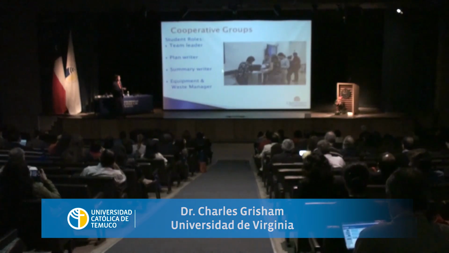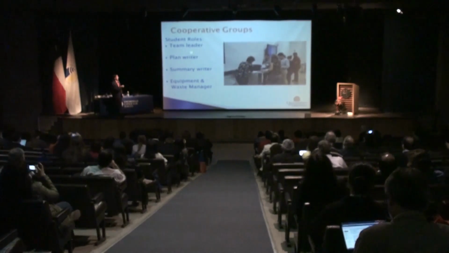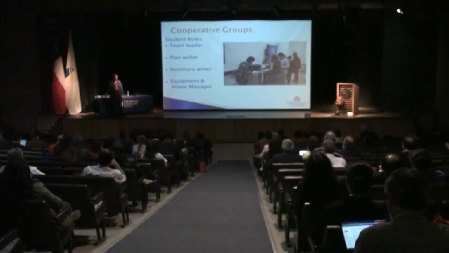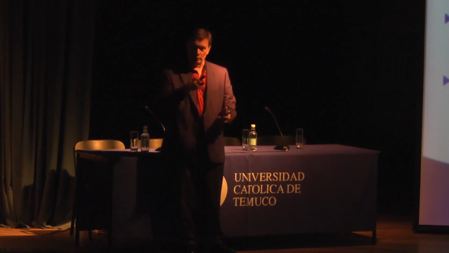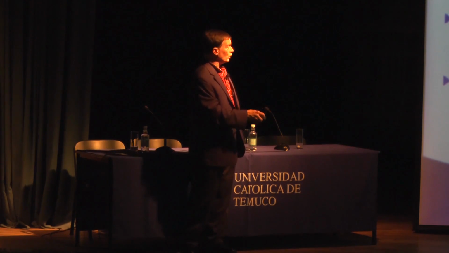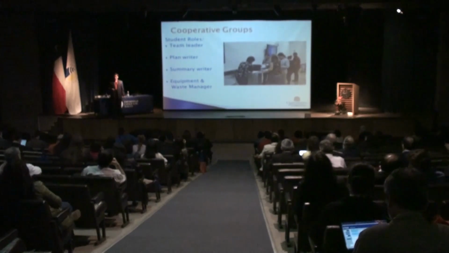This is a picture of a couple of the teams of students in the laboratory. They have assigned roles. For each project, there's a team leader and a person who writes the plan for the experiment, and someone who writes the summaries each day in lab, collects the data and writes a simple summary to show to the teaching assistant. And finally, someone who manages assembling the equipment and disposing of waste appropriately. And we do take seriously the business of waste and toxic materials in a chemistry laboratory.